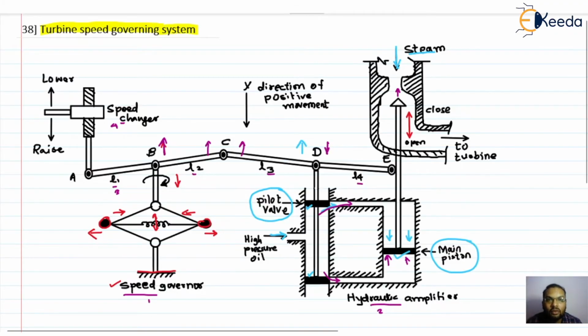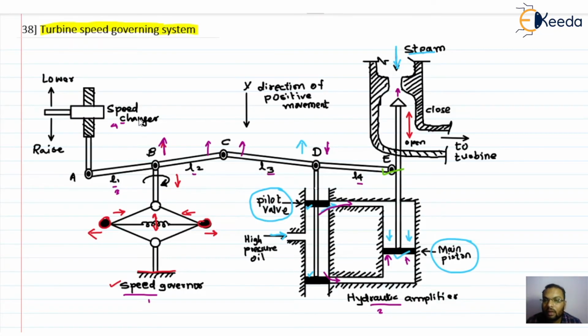One more thing it will do for us is provide feedback with the help of this point E. From the position of this point E, I can come to know the rate of steam going to the turbine. So it is going as feedback as well. So this is how the linkage mechanism will operate.